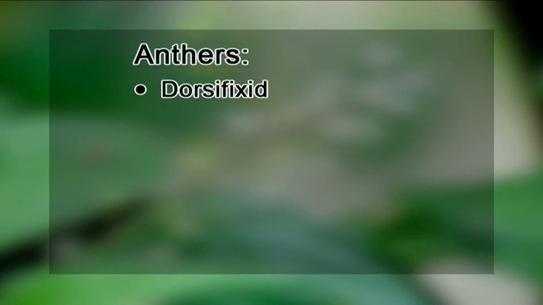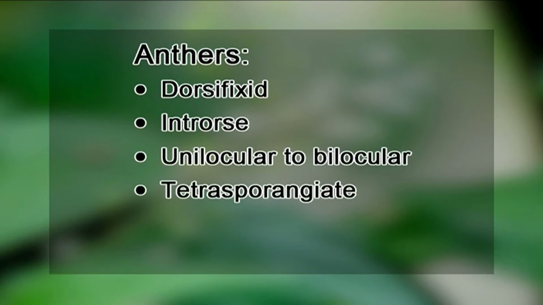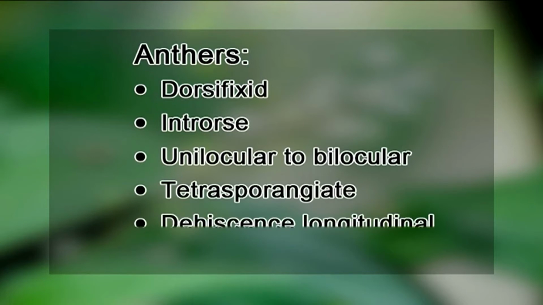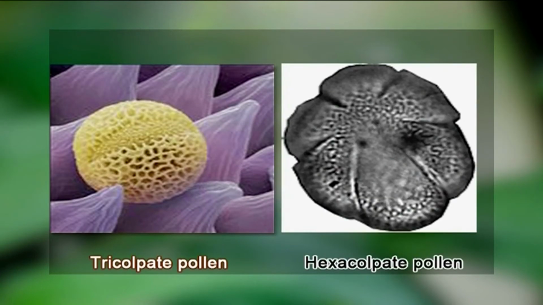The anthers are dorsifixed, and also they are introrse. The anthers are unilocular to bilocular, and again they are tetrasporangiate. The dehiscence here is longitudinal. The pollen grains are tricolpate or sometimes hexacolpate.